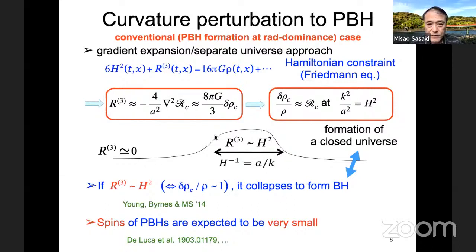Because this is essentially a closed universe, you would expect the spins of primordial black holes to be very, very small. And actually, this has been shown recently by those people. Okay.